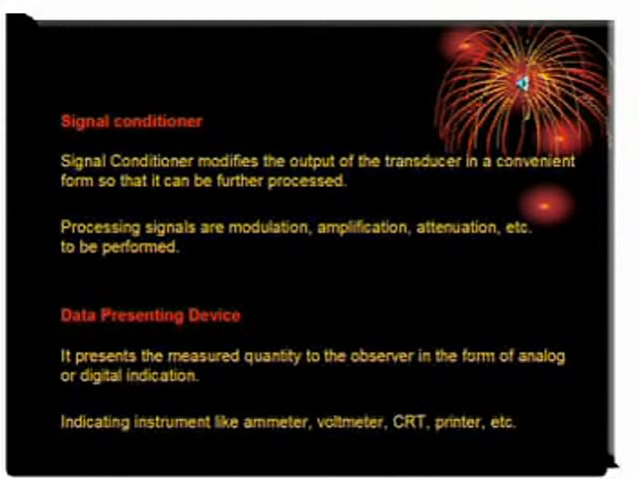The output of the signal conditioner is given to the third block, namely data presenting device. A data presenting device is used to present the measured physical quantity to the observer in the form of analog indication or digital indications, using indicating instruments like CRT, ammeter, voltmeter, printer, etc. These are the devices used to present the measured physical quantity to the observer in a suitable form. These are the 3 different blocks which are highly useful for the measurement system in instrumentation.